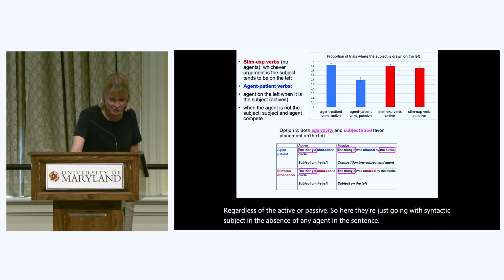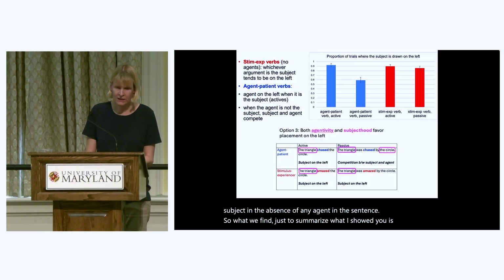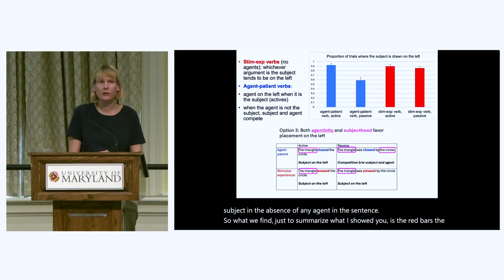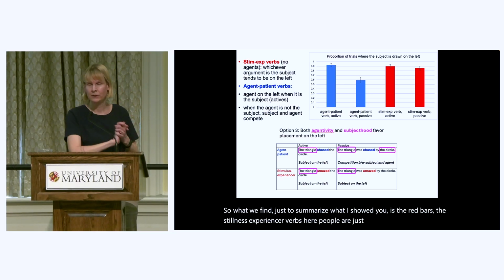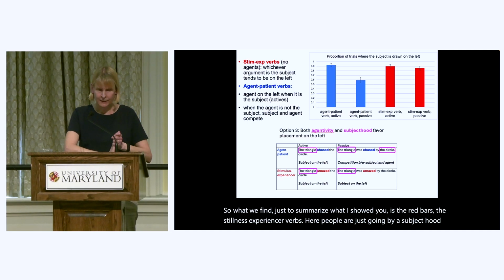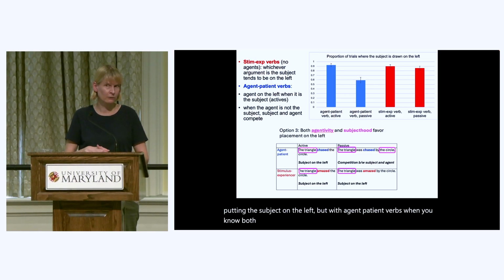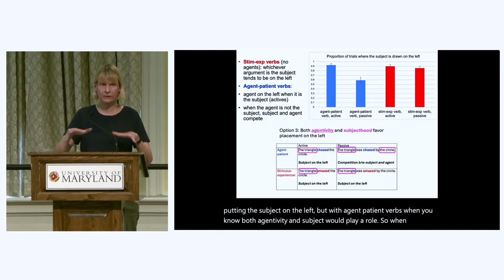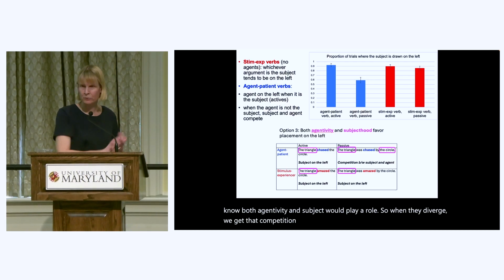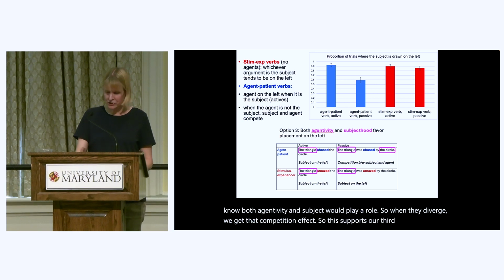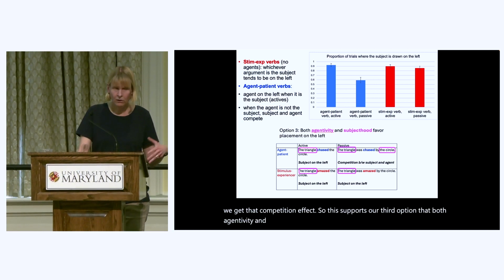So what we find, just to summarize what I showed you, is the red bars, the stimulus-experiencer verbs. Here people are just going via subjecthood, putting the subject on the left. But with agent-patient verbs, when agentivity and subjecthood diverge, we get that competition effect. So this supports our third option, that both agentivity and subjecthood are playing a role in how we spatially visualize these things.